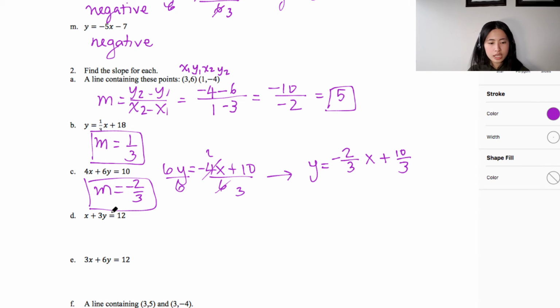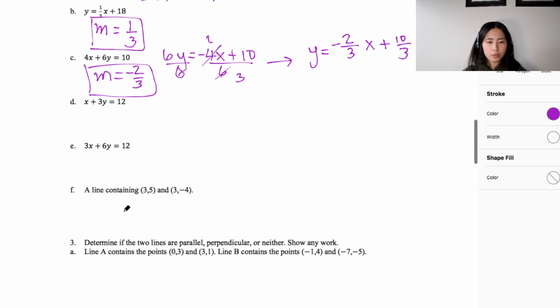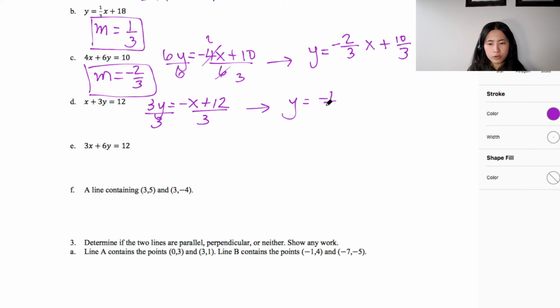Okay, so let's proceed to x plus 3y, which is equal to 12. So you would have 3y is equal to negative x plus 12, dividing both sides by 3, right? You would get y is equal to negative 1/3 x, and this is plus, so 12 divided by 3 is positive 4, right? Therefore, your slope is equal to negative 1/3.